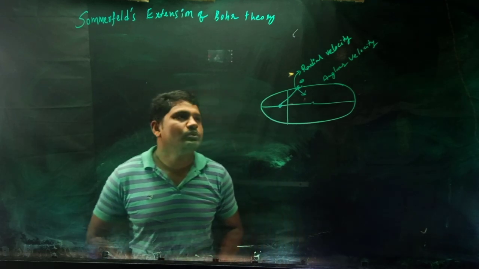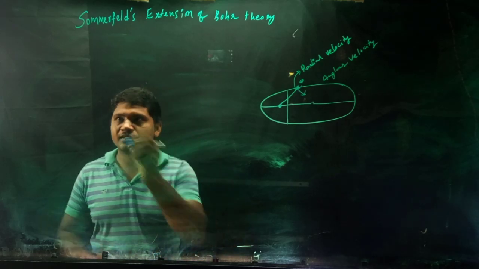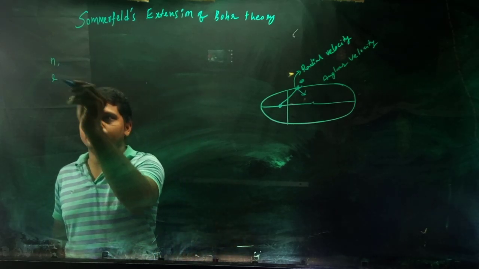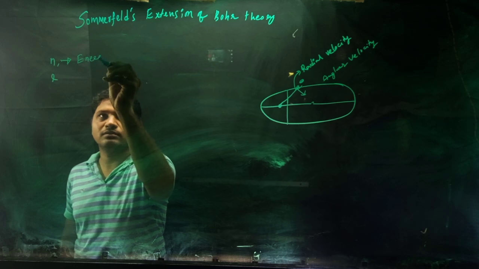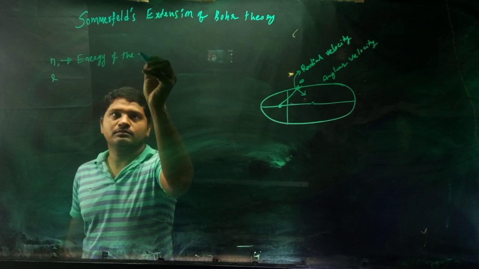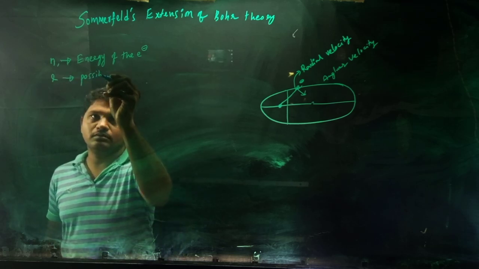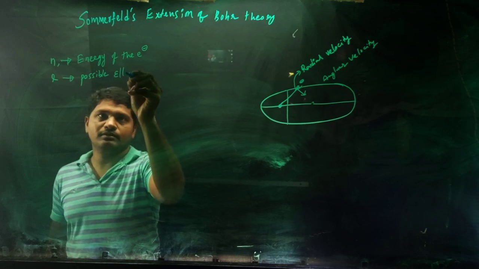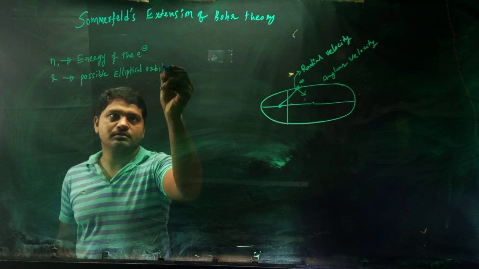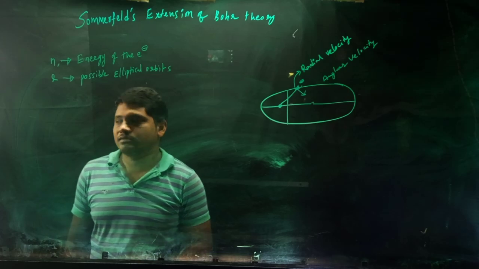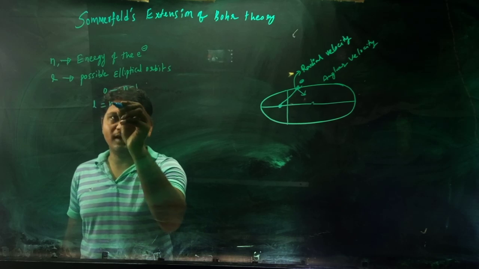Based on these two velocities, Sommerfeld introduced two quantum numbers, n and l. n determines the energy of the electron, and l determines the possible elliptical orbits, and its value varies from 0 to n minus 1.